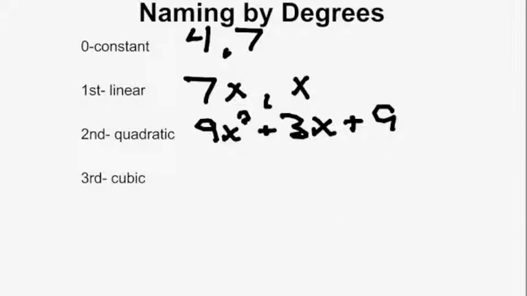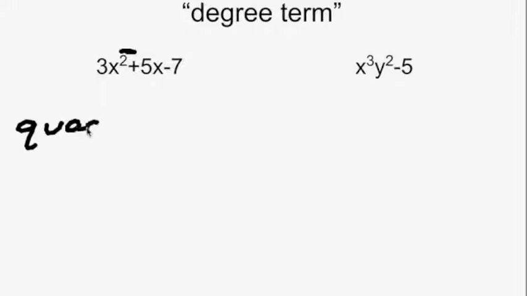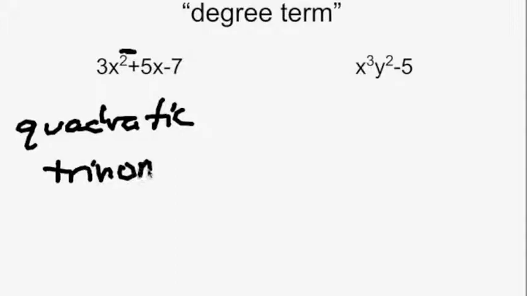Third degree is called cubic. Fourth degree is called quartic. Fifth degree is quintic. And for sixth degree, there's no special name, so you just call them sixth degree, etc. When naming polynomials, you want to express them in degree and then term. So let's name these 2 polynomials. You can see that this first one is raised to the second degree, so it is called a quadratic. And there's 3 terms, so it's a quadratic trinomial.